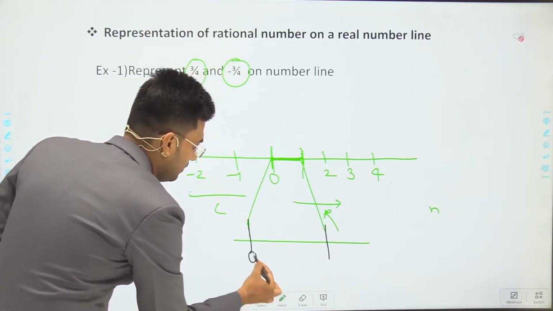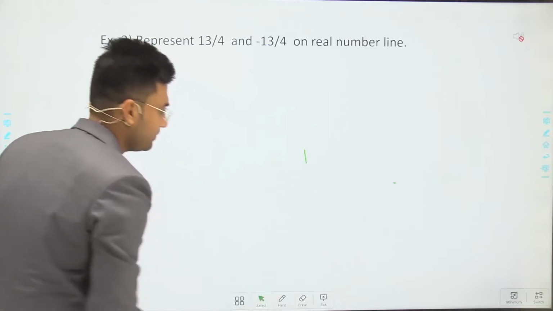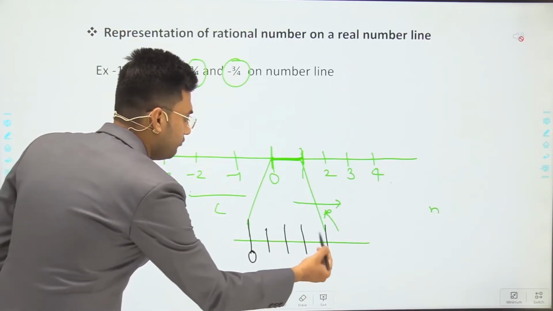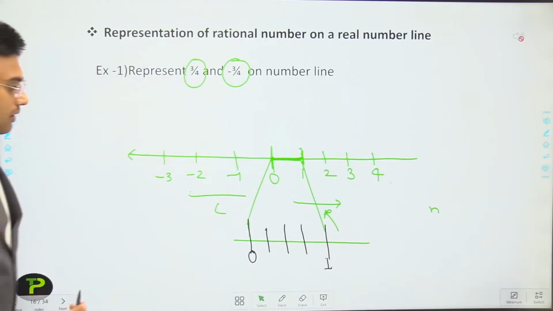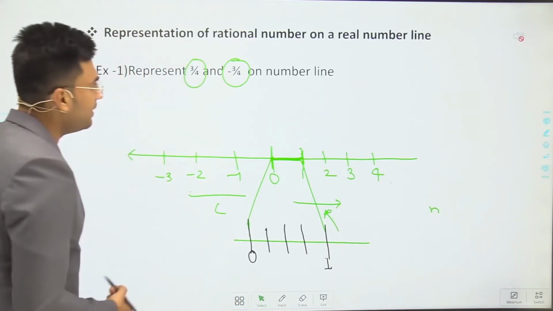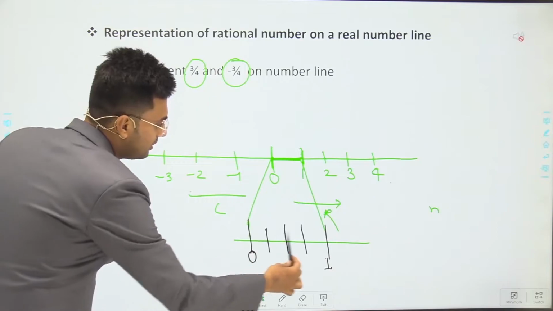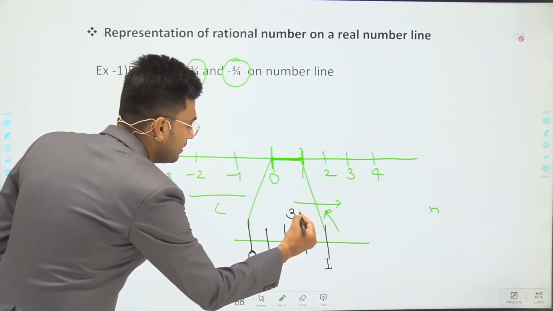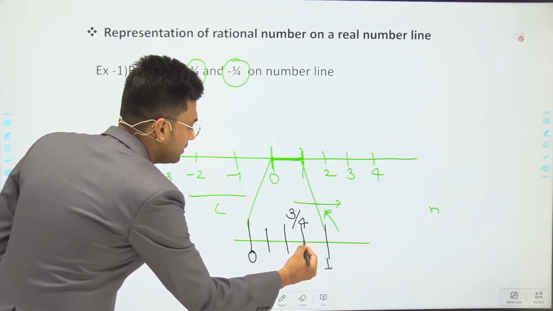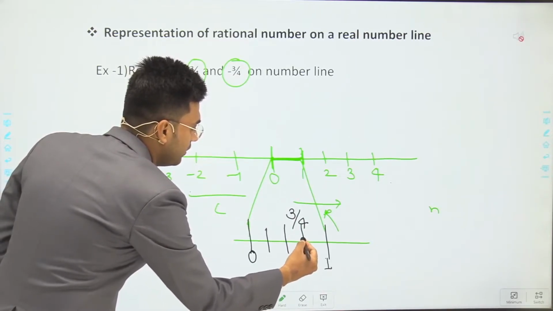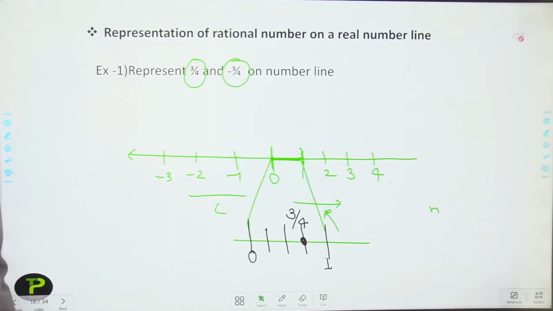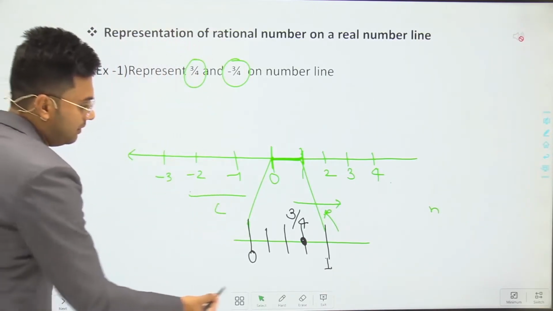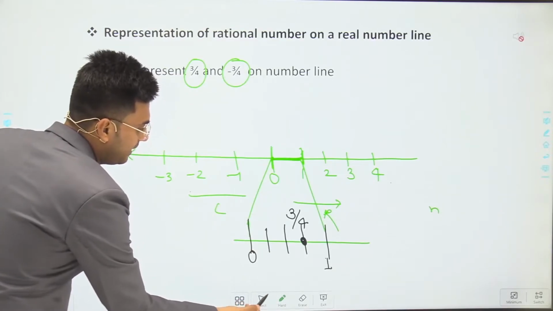So let's divide it in 4 equal parts. This is 0 and this is 1. 1, 2, 3 and 4 is 1 itself. So what will we get if we go through this direction? 1, 2, 3. This is what? This is 3 by 4 itself. This point is 3 by 4. Okay. Now we have to represent -3 by 4 also.